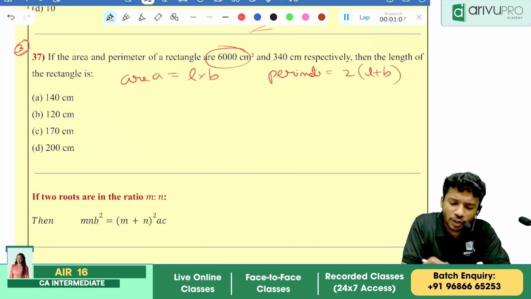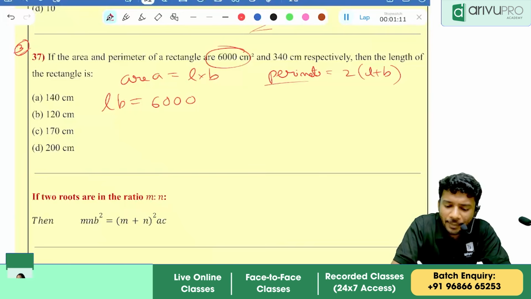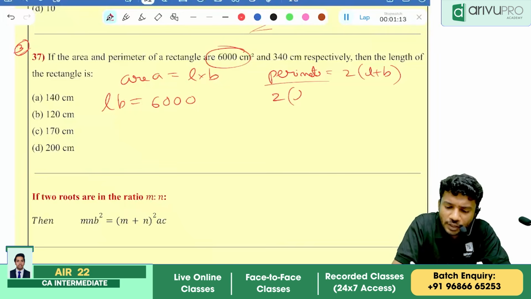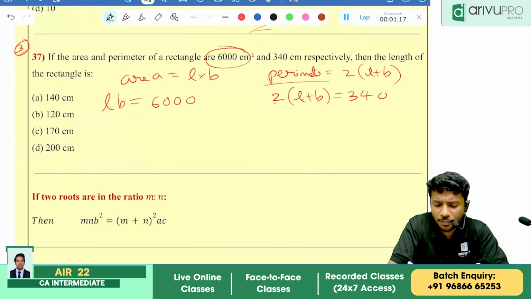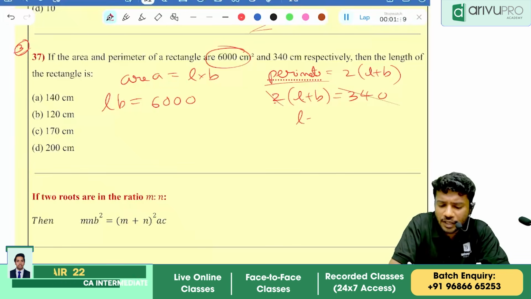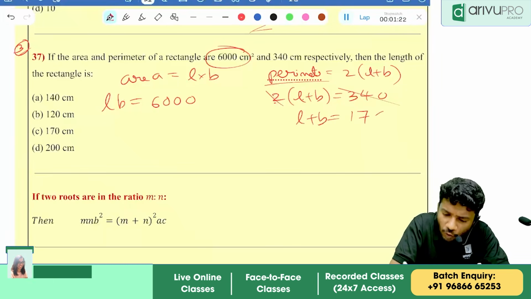Area is given to be what? 6,000. Length into breadth is equal to 6,000. Perimeter 2 into (L plus B) is equal to how much? 340. Cancel this, it will become L plus B is equal to 170.